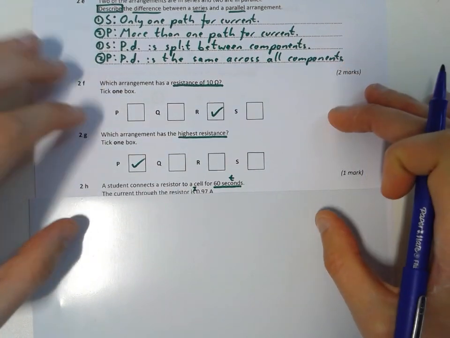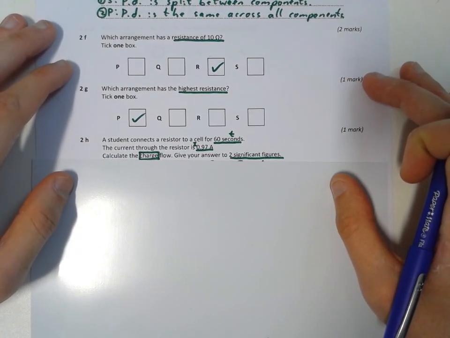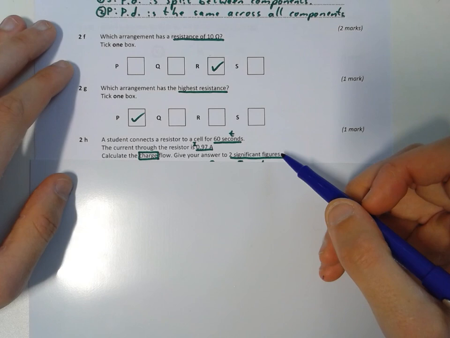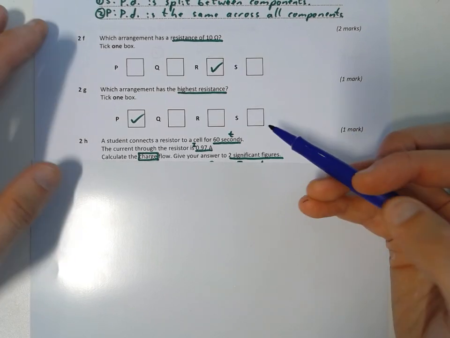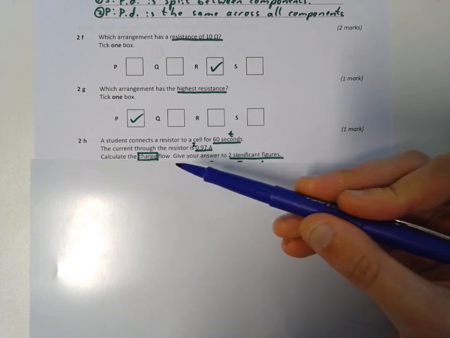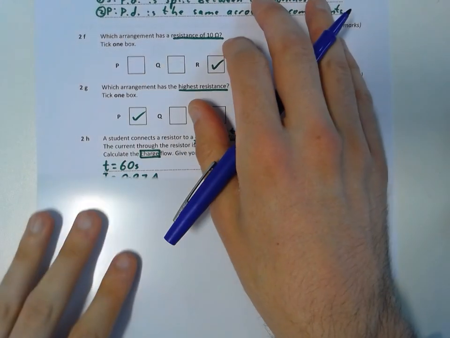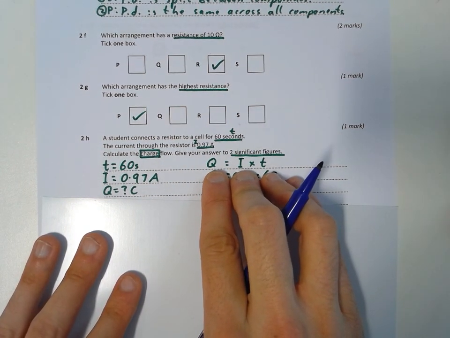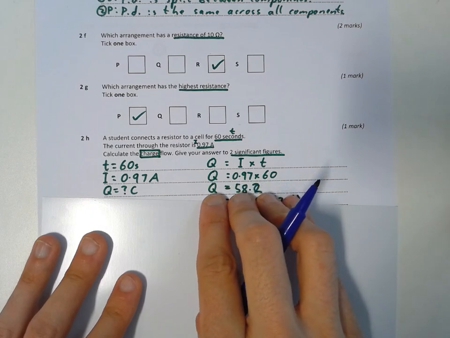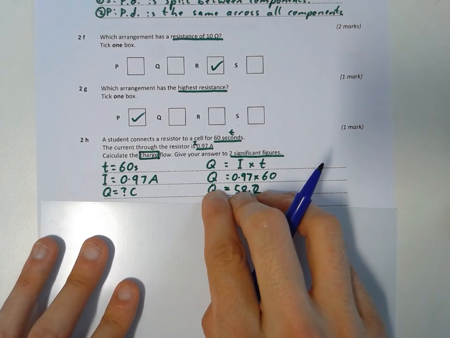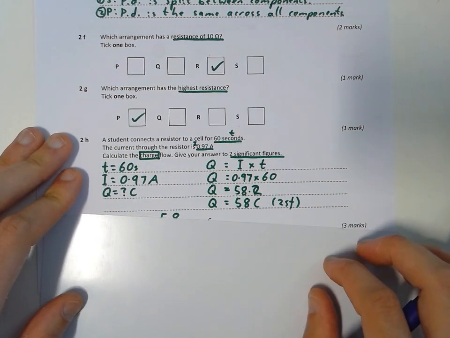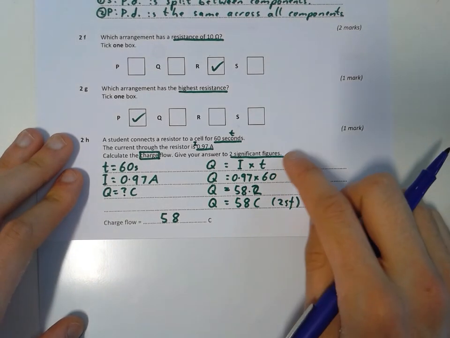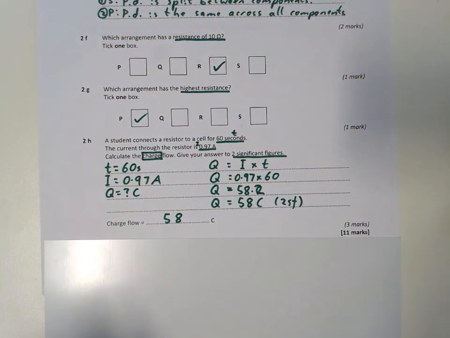A student connects a resistor to a cell for 60 seconds. The current through the resistor is 0.97 amps. Calculate the charge flow, and pay attention to this. It's asking us to give our answer to 2 significant figures. I've bugged my question. T for time, I for current. Calculating charge, 2 significant figures. Listed my values here. Write my equation, Q equals I times T. Substitute in my values. I find my answer to be 58.2, but remember I need to round to my 2 significant figures. So my answer is 58 coulombs, 2 significant figures. 3 marks for that. If you forgot this significant figure part, you can have 2 of your marks.